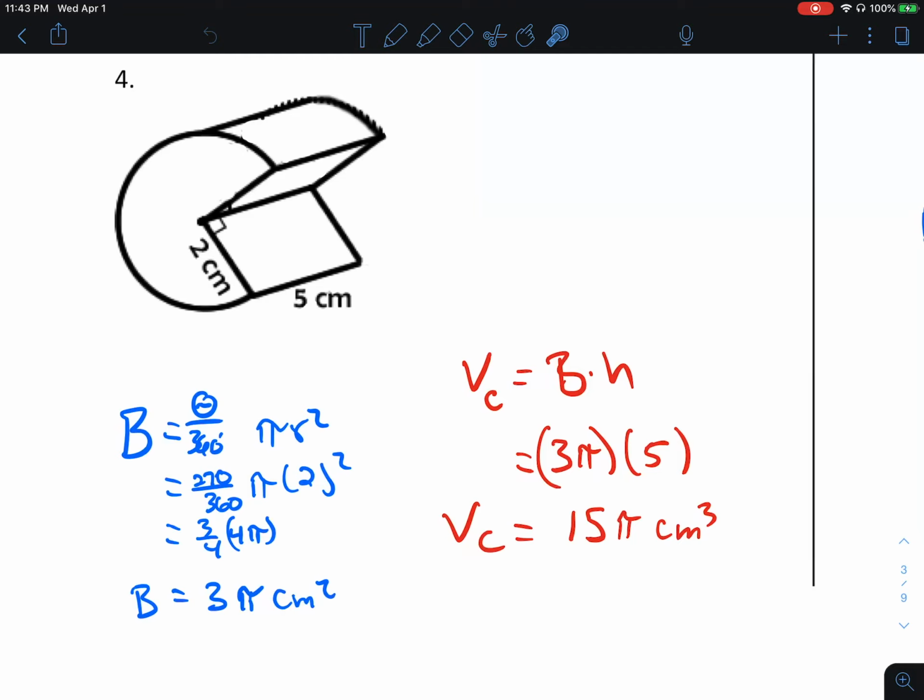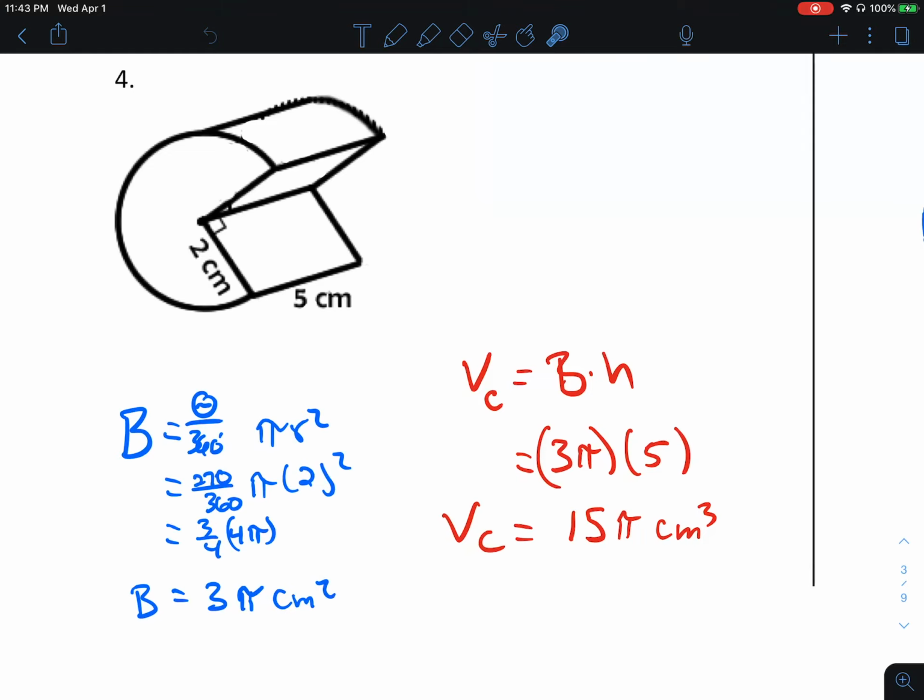Number 4, this is like a part of a cylinder here. So it's still the area of the base times the height. So this base is part of a circle. So how do you find the area of a part of a circle? Well, you take the entire circle, pi r squared, times the fractional part that you want, which is the angle that you have here. 360 all the way around. We're not using 90 degrees of it. That means there's 270 left.